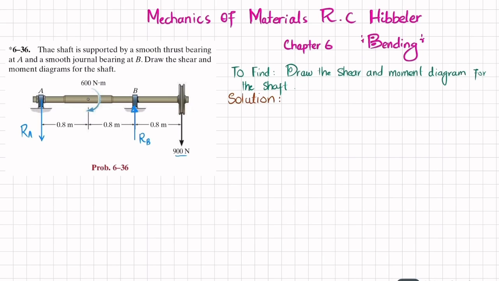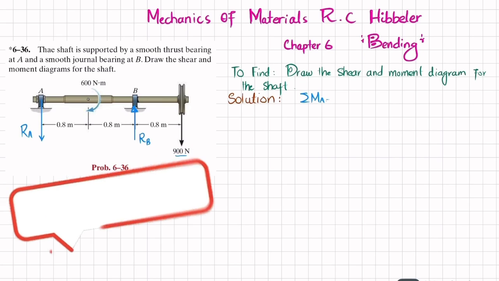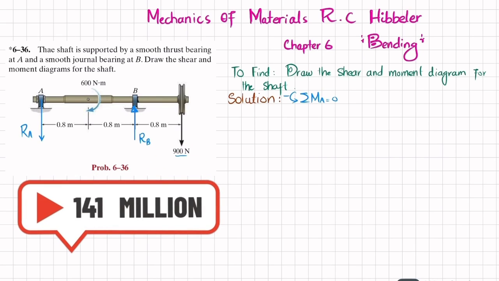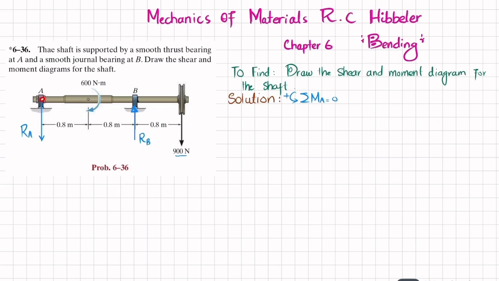So you can find RA and RB by using the equations of equilibrium. The first equation of equilibrium is that the sum of all moments about point A is equal to 0, taking the counterclockwise moment as positive. About point A, the first moment will be due to this force, which is RB, and the perpendicular distance is 1.6 meter, and this is producing counterclockwise, so it will be positive. So I will write RB into 1.6.